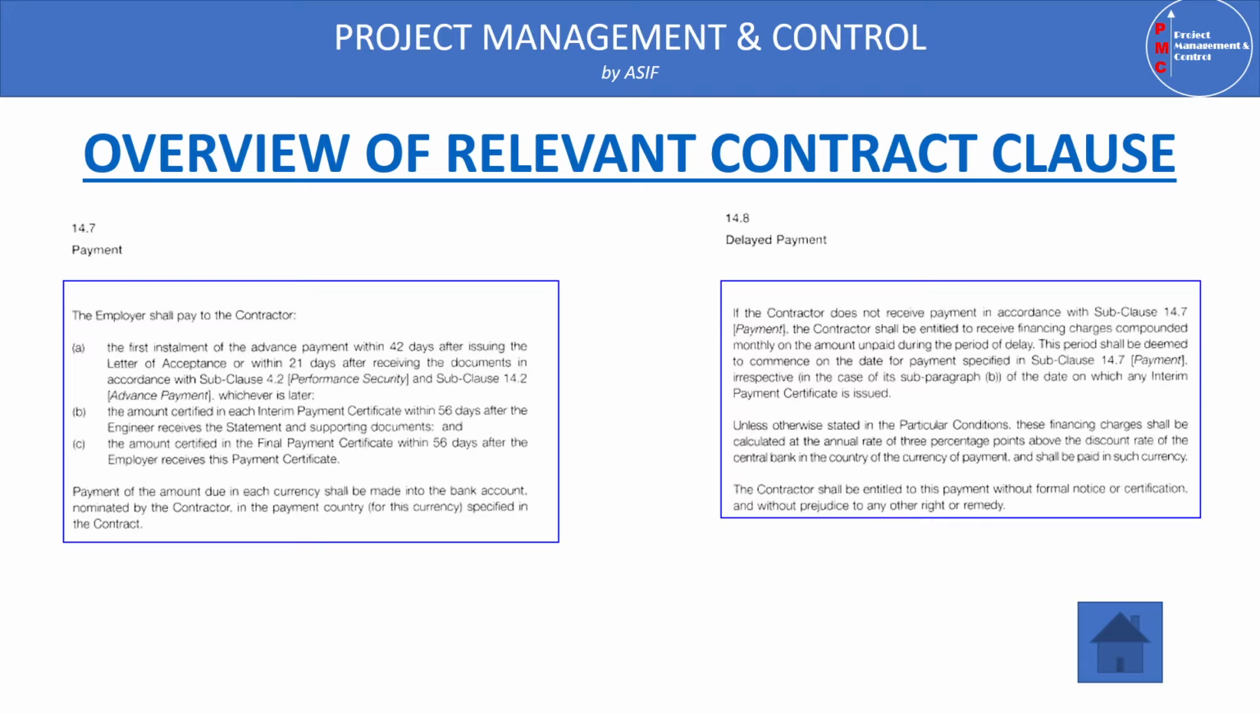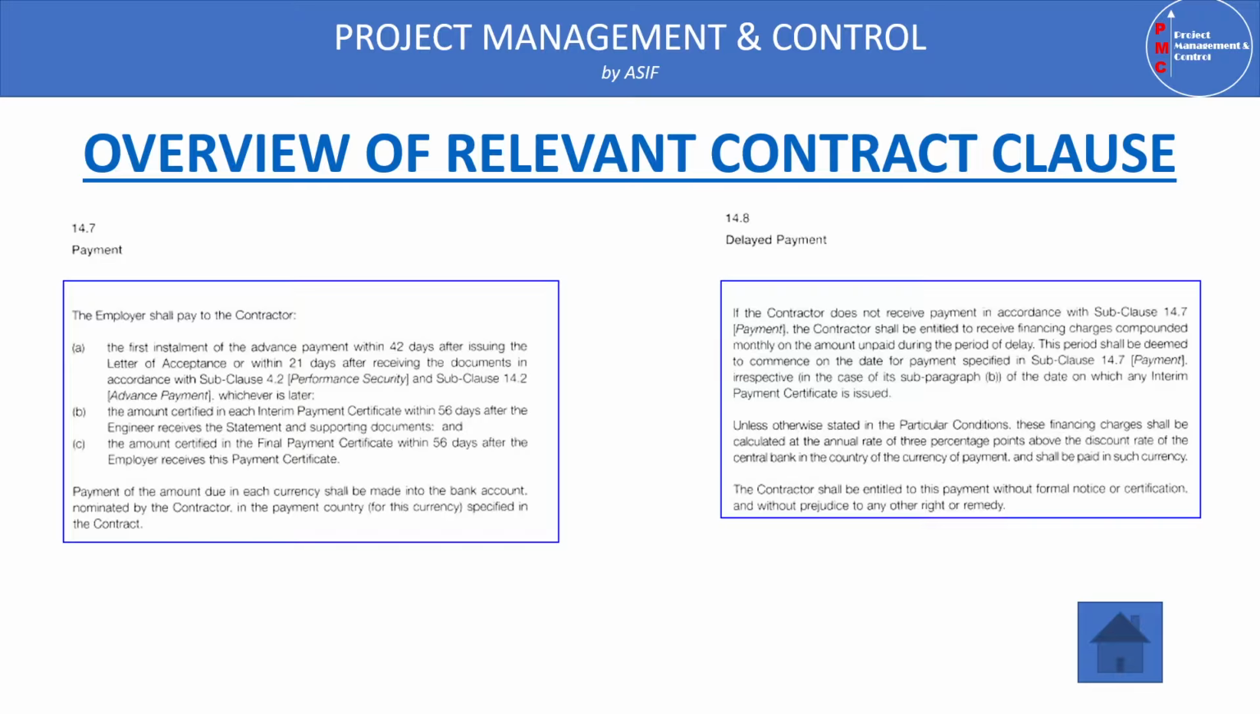The other clause is 14.8, which is related to delayed payment. If the contractor does not receive the payment in accordance with sub-clause 14.7, the contractor shall be entitled to receive financing charges compounded monthly on the amount unpaid during the period of delay. This period shall be deemed to commence on the date for the payment specified in sub-clause 14.7, irrespective, in the case of sub-paragraph b, of the date on which the interim payment certificate is issued.